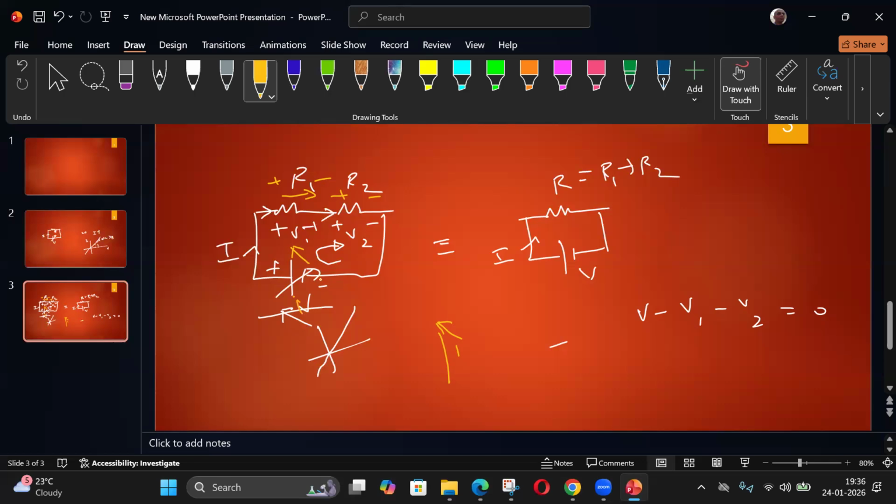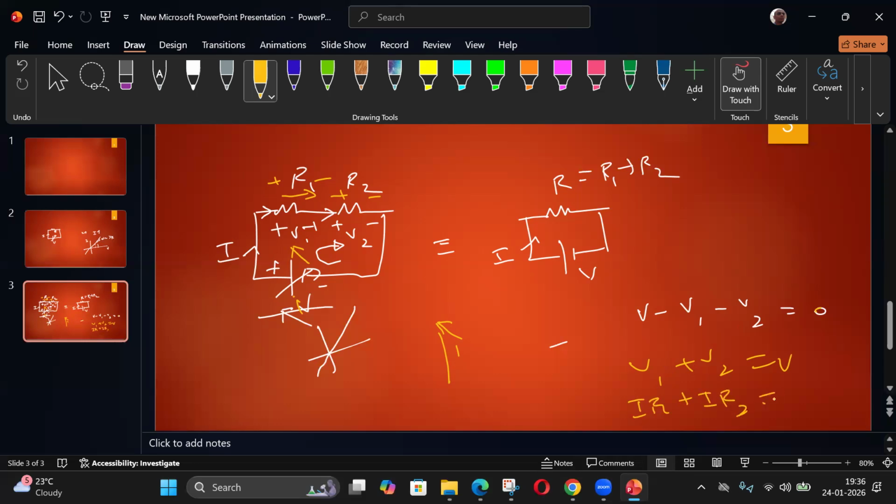So in this loop, from here to here, there is a rise of V, and there is a drop here. If we use the convention that rise is positive, then drop should be negative, and the second, V2, is also a drop, so minus V2. This total should be equal to 0. From this, I get the important result that V1 plus V2 equals V. And I can write V1 in terms of the current, because the current is the same for both: I R1 plus the same I R2.